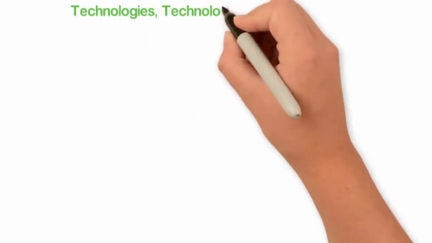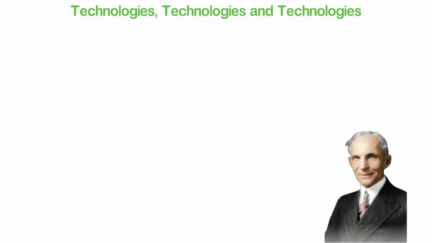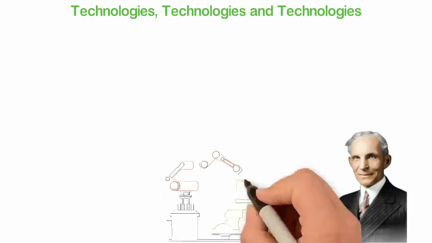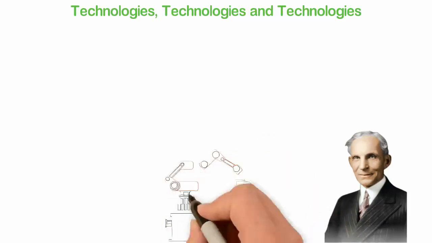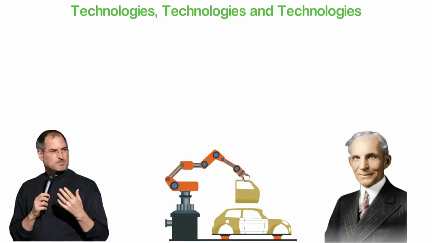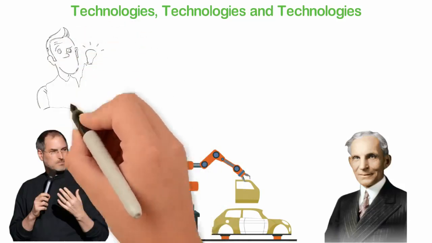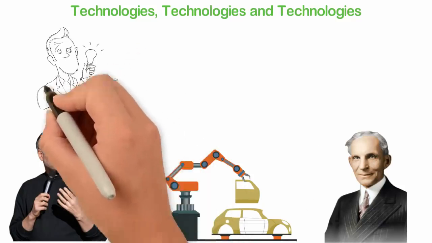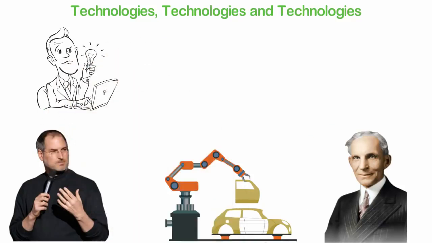Technologies, technologies, and technologies. Henry Ford was one of the richest men in his generation. How did he make his billions? Well, Ford looked for ways to invent and use new technologies to make automobiles that can be afforded by average Americans. Steve Jobs is considered one of the most successful entrepreneurs in the history of the human race. What did he do? Steve looked for technologies to make computers available and usable by an average human.